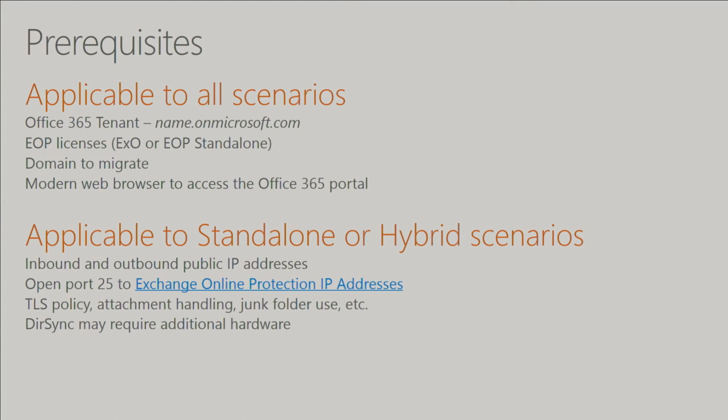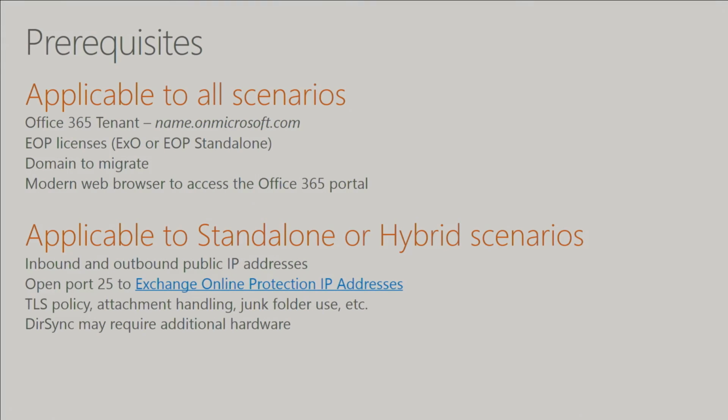So from a prerequisite scenario, this applies to everything. You need an Office 365 tenant, you need your subscription, and you need your domain to migrate. When you're looking at standalone or hybrid scenarios, you want to also be mindful of the inbound and outbound public IP addresses. You want to open your port 25 so that you're accepting mail strictly from us, and in the deck, once you get it, there is a link to that TechNet article available for you.